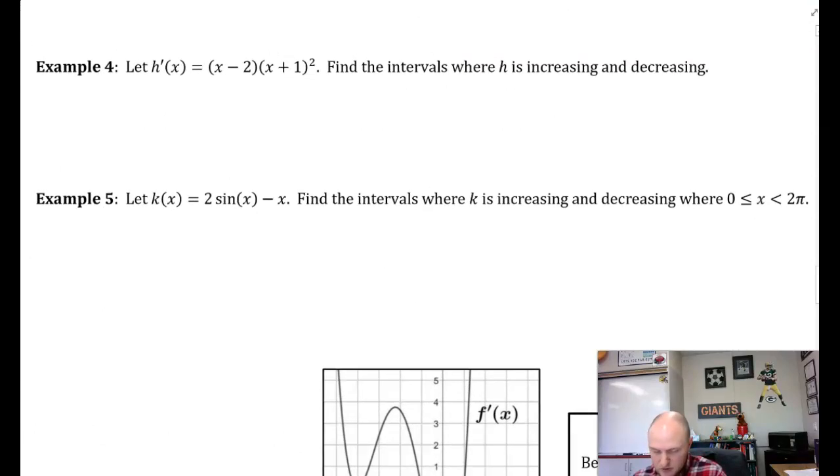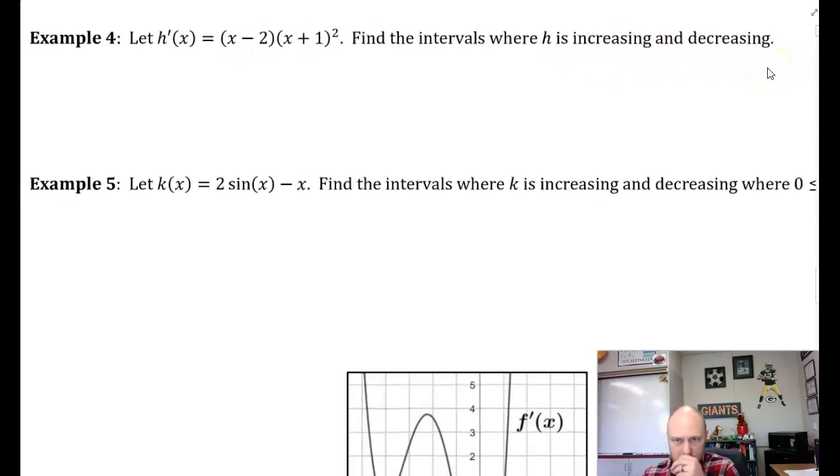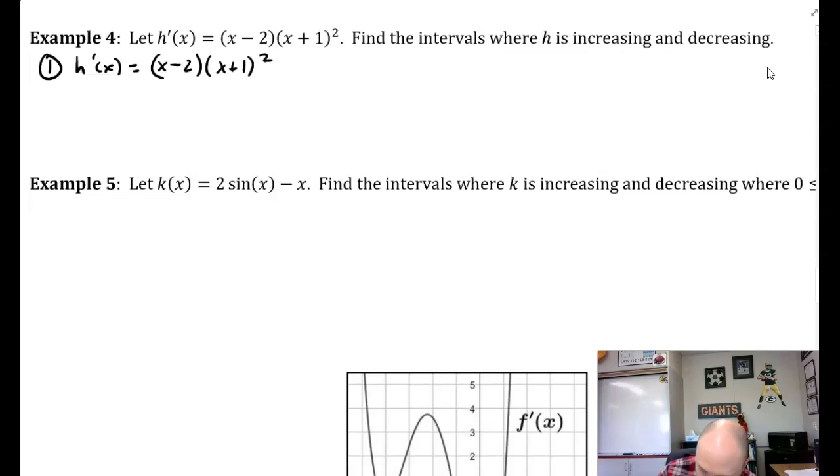Example number 4. Same question. They say let h prime of x equal x minus 2 times x plus 1 quantity squared. Find the intervals where h is increasing and decreasing. Okay, well again, step 1, I need to find h prime of x. And that's already done. X minus 2, x plus 1 quantity squared. So now I'm going to set that equal to 0. X minus 2 times x plus 1 squared equals 0. Again, this implies that x minus 2 is equal to 0. So there's one critical value.